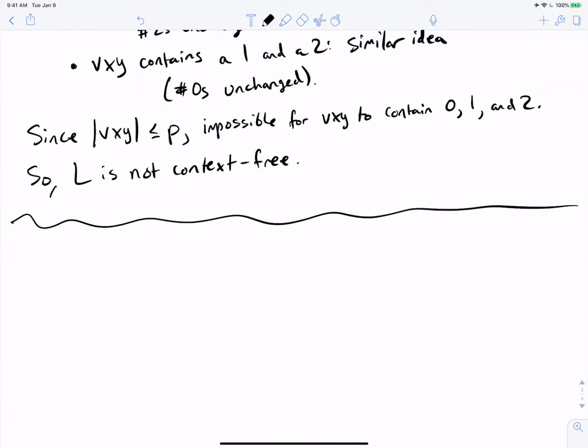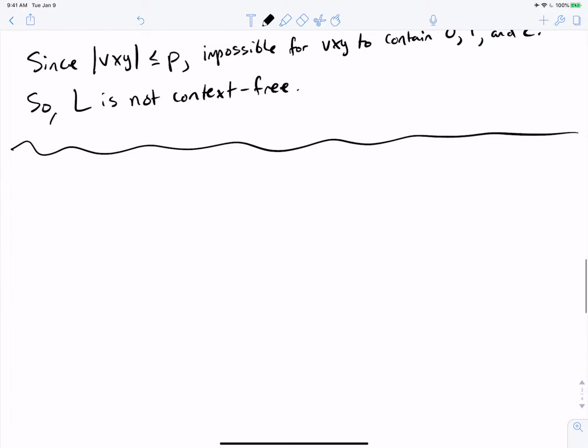So this one's actually kind of similar to the one you'll see on your quiz. So let's look at the language, I'm going to call it L2. It's not going to be 0 to the n, 1 to the n, 2 to the n. It's going to be 0 to the i, 1 to the j, 2 to the k, where i is less than or equal to j, which is less than or equal to k. And since we don't have a lot of time, we're not going to complete this, so we'll get started.